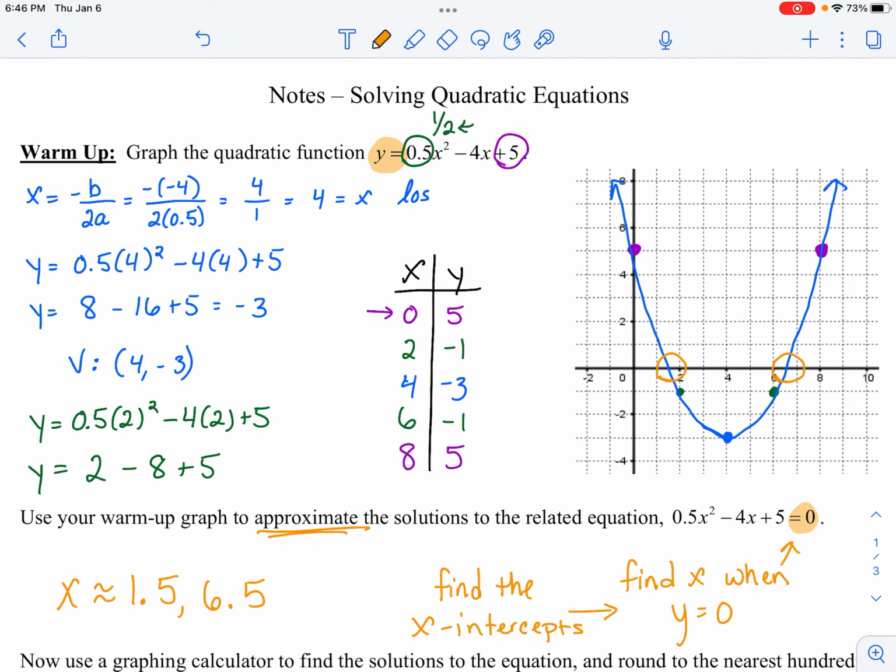In the next video, I'm going to show you how to get more precise approximations using a graphing calculator. See you there.